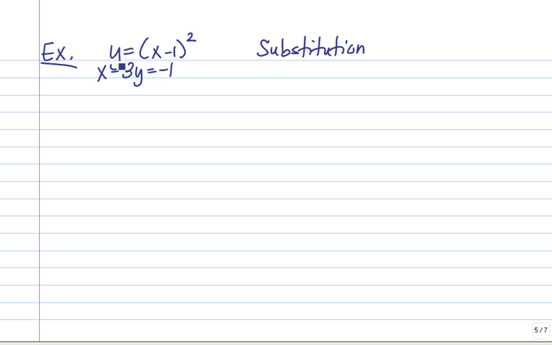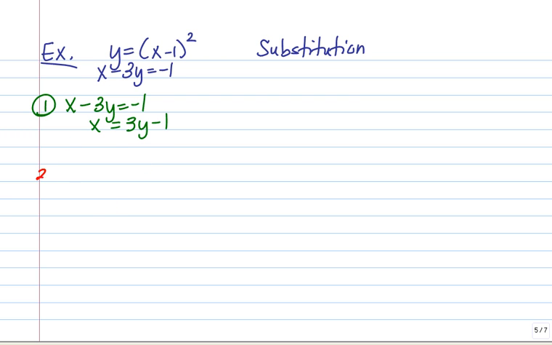So if I have y is equal to x minus 1 squared and x minus 3y is equal to negative 1, to use substitution, I'm going to solve one of these equations for one of the variables. Well, y is already isolated, so you could do that, but actually it's easier if you can plug into the squared expression instead of vice versa. So my first step is going to be to solve x minus 3y equals negative 1 for x. So we would get x is equal to 3y minus 1.